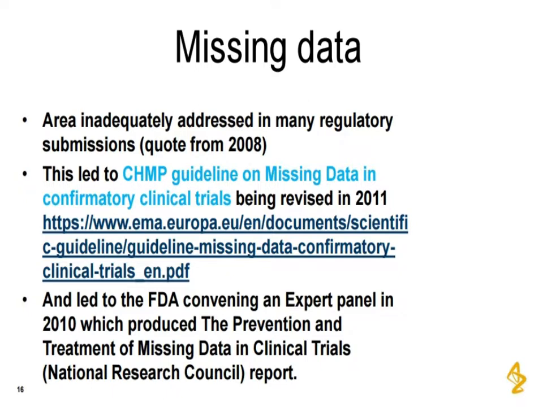So when myself and others reflected on E9 after 10 years, in 2008, we reflected that the area of missing data wasn't really adequately addressed in regulatory submissions. This led to the missing data guideline being revised in 2011. Meanwhile, the FDA were also unhappy with the way that missing data was being treated, and they convened an expert panel which produced a document, The Prevention and Treatment of Missing Data in Clinical Trials, which was an excellent report highlighting some of the issues to do with missing data. So there was overlap between those two documents, but there were also areas where there were either disagreements or maybe different framing of the problem.